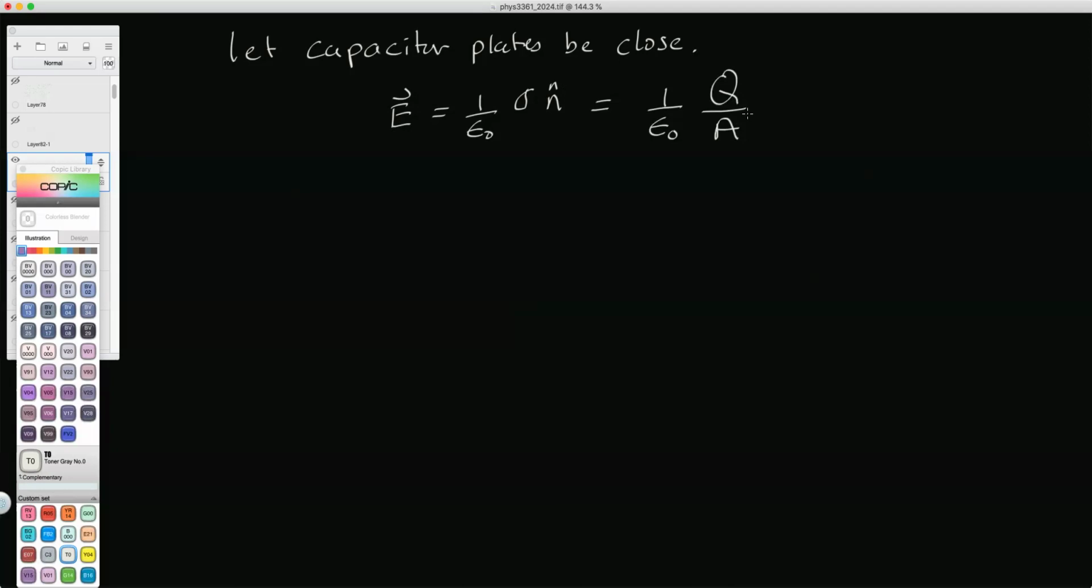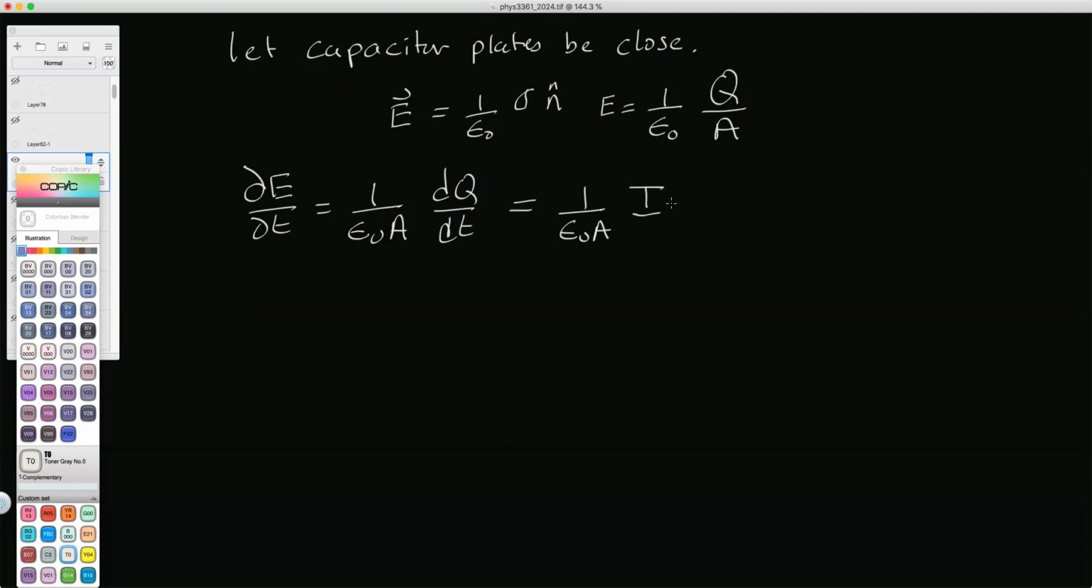And I'm just going to write the magnitude of E. There we go. So then dE/dt is going to be 1 over ε0 A dQ/dt. We don't expect Q to depend on anything but time. And then 1 over ε0 A, and that's just I, dQ/dt, right?